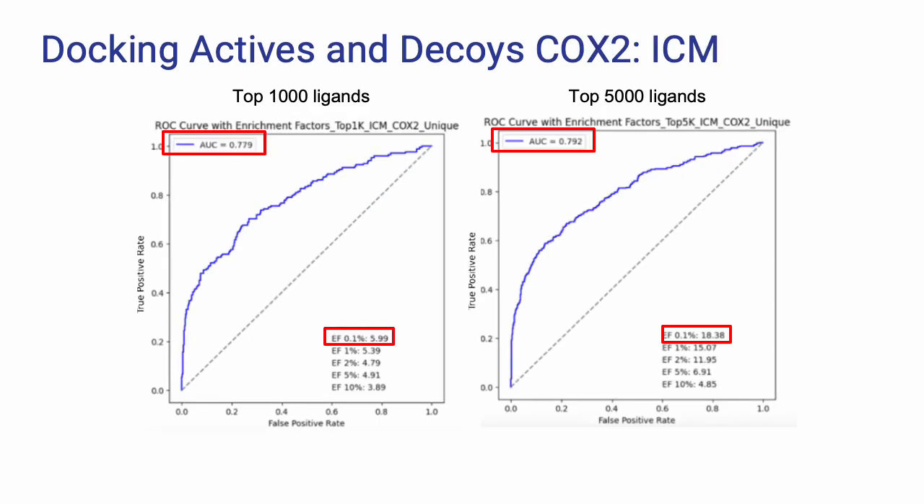For COX-2, ICM had a relatively strong AUC value of 0.78 and 0.79 for the top 1,000 ligands and top 5,000 ligands respectively, indicating decent discrimination between actives and decoys. It had EF values of 6.0 and 18.4, reflecting limited enrichment in the top-ranked ligands of the top 0.1%.